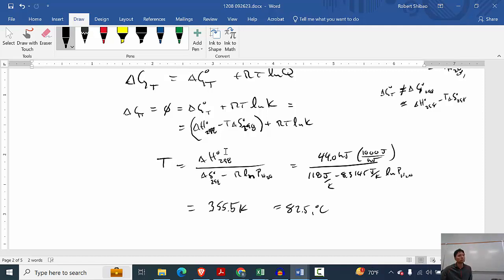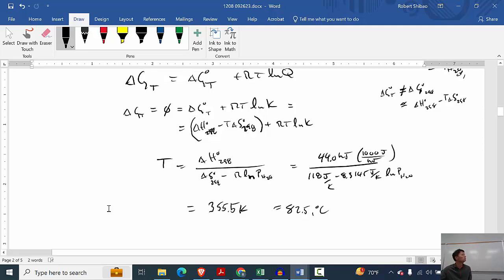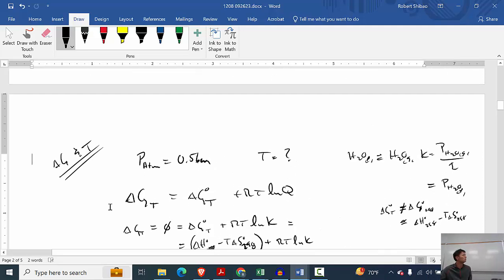I think the original question was, scroll up a little bit, please. Is that P atmosphere? Atmospheric pressure. Yes, atmospheric pressure, but the units are in bar. Let me rewrite that. Okay, equals 0.5 bar. Yeah, 0.5 bar. We could say the barometric pressure as well.